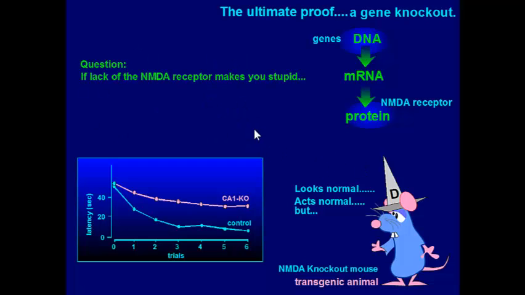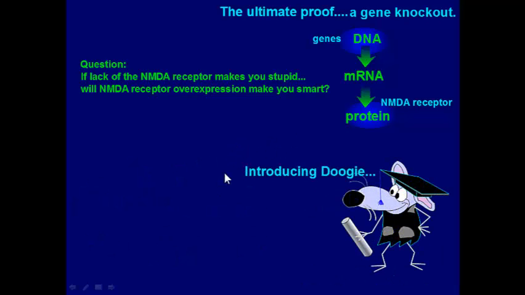Question: if lack of an NMDA receptor makes you stupid, will NMDA receptor overexpression make you smart? Well, the molecular biologists have looked into that as well. They have produced a mouse which they called Doogie. And what this is, they've introduced extra NMDA genes, and so you get actually an overexpression. And again, the way they did it, they manipulated it so this NMDA overexpression came primarily in the hippocampus.